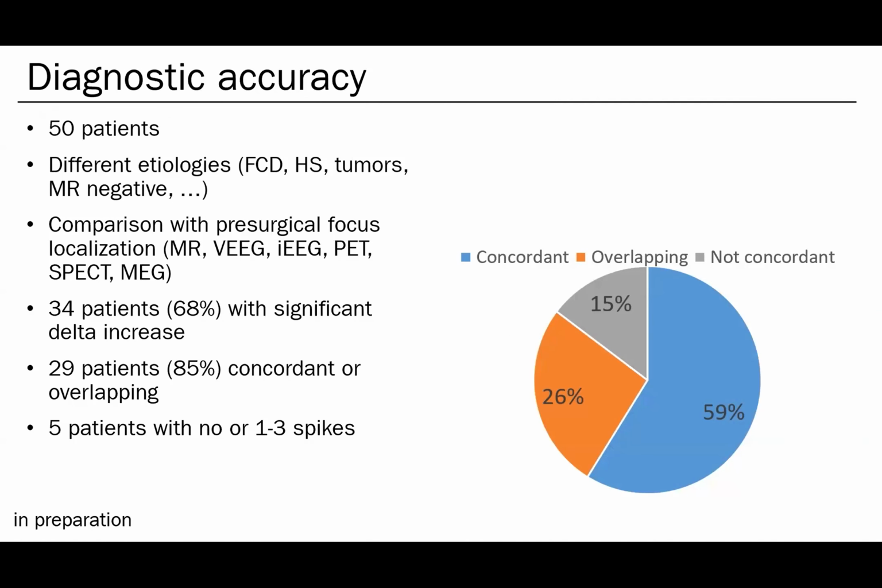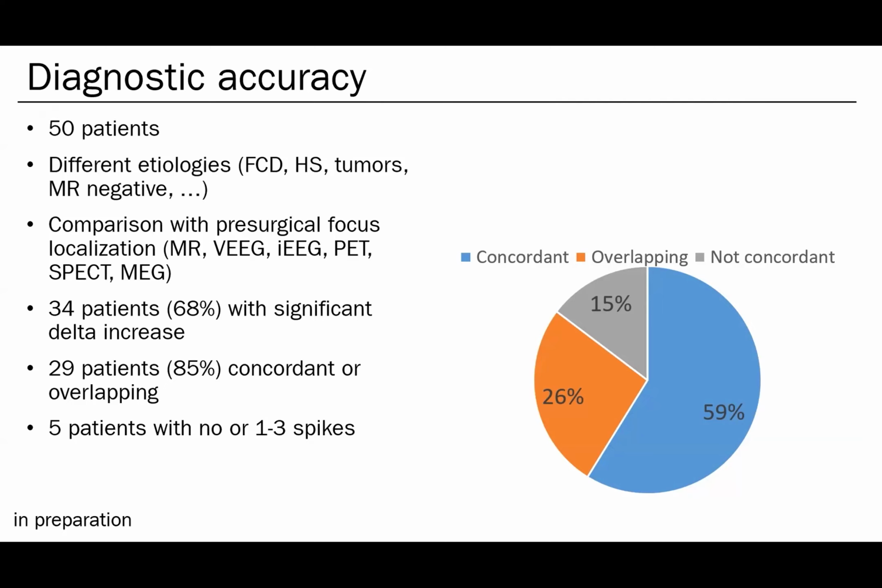These are some preliminary results on the diagnostic accuracy of slow wave localization in 50 patients with different etiologies, ranging from FCDs to hippocampal sclerosis, tumors, and others. We compared our finding in slow wave activity with the consensus of pre-surgical evaluation, so all the other methods of pre-surgical workup, that is MRI, video EEG, invasive EEG, PET, SPECT, and so on, and also MEG using conventional analysis.